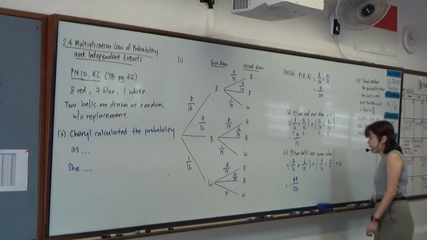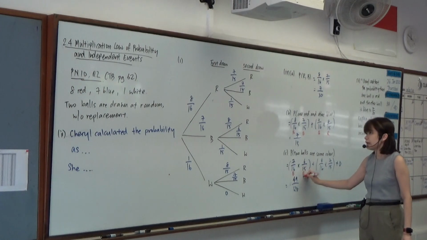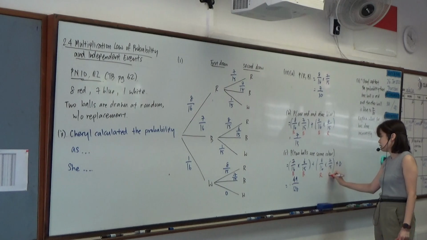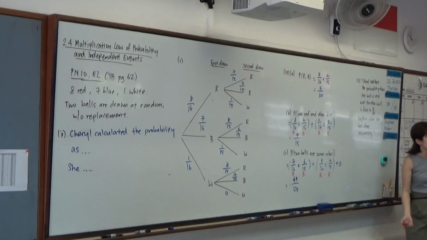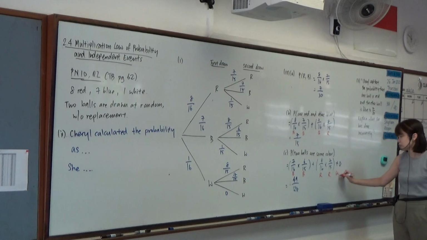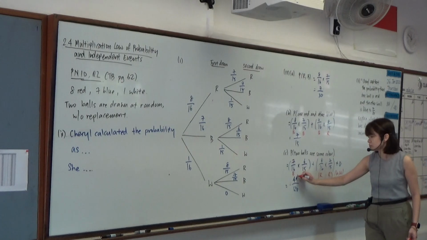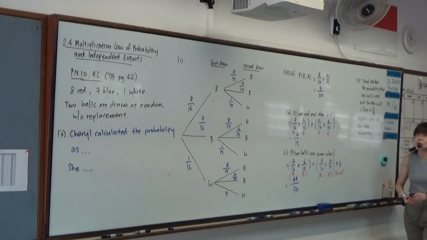Okay, so the first case here is your blue, blue, and then red, red. And the 0 itself is really up to you whether you want to write the plus 0 or not. It's okay if you don't write the plus 0. This is a 0 because of the case white, white. Okay, so now let's go into part 2.